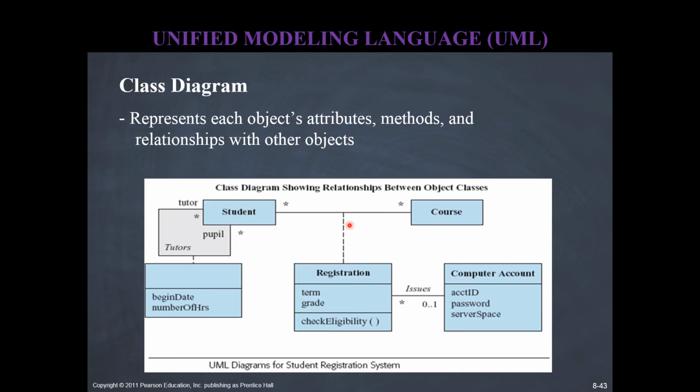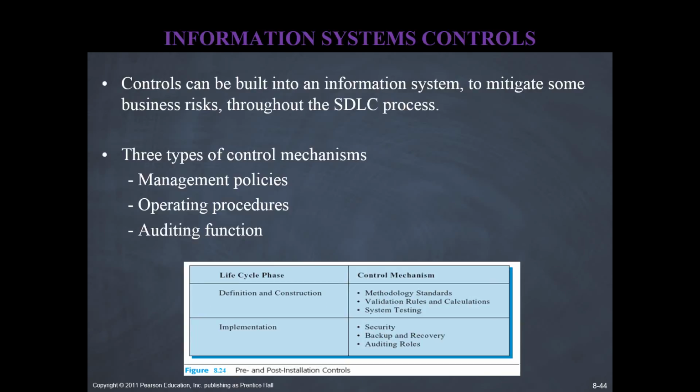A class diagram is a way to describe classes and their relationships. It is another object-oriented modeling approach under the family of UML standards.